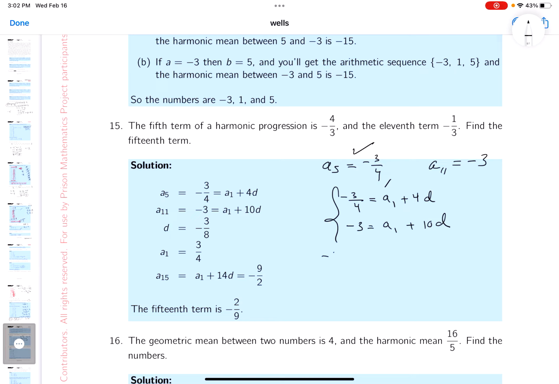So I'm going to do minus 3/4 minus a minus 3, which is plus 3. A1 minus A1, there are no A1s. And then 4D minus 10D is minus 6D. All right? And we'll get D. My goal is to get D. So what do you get over here? Let's see. There'd be a common denominator 4. That would be minus 3 plus 12. That's going to give me 9/4.